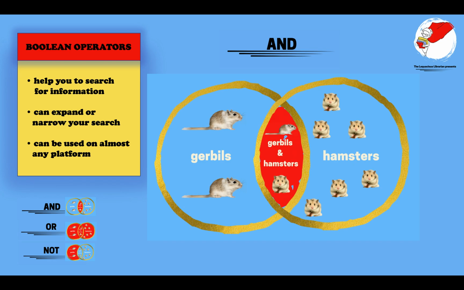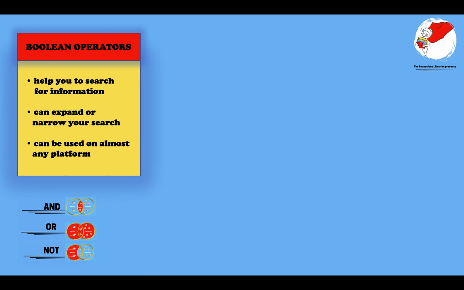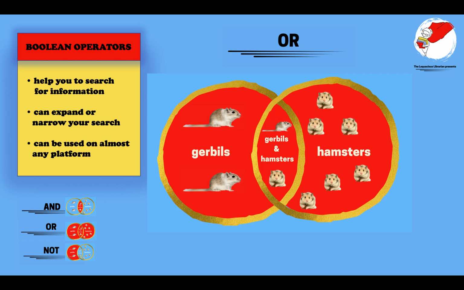Next, we'll discuss the OR operator. Use the OR operator when you want to find information about one concept or another. For example, let's say my cousin Estrella is trying to decide what kind of pet to get. She thinks she might be interested in getting a gerbil, but she may also want to rescue a hamster. Estrella is looking for information about either kind of animal. She doesn't care if she reads about gerbils or hamsters as long as she finds information about one. Using the OR operator will allow her to expand her search so that she finds information about gerbils, information about hamsters, or information about both.